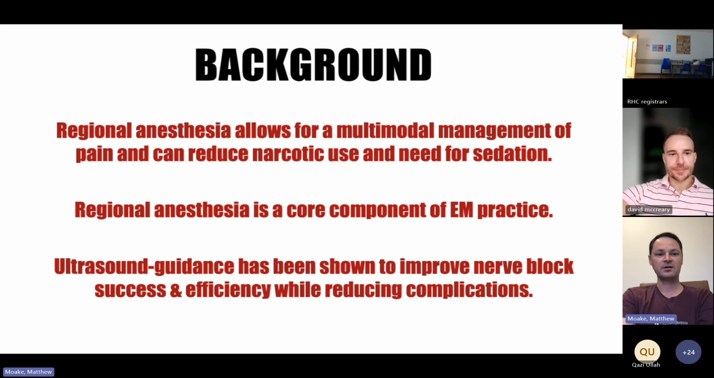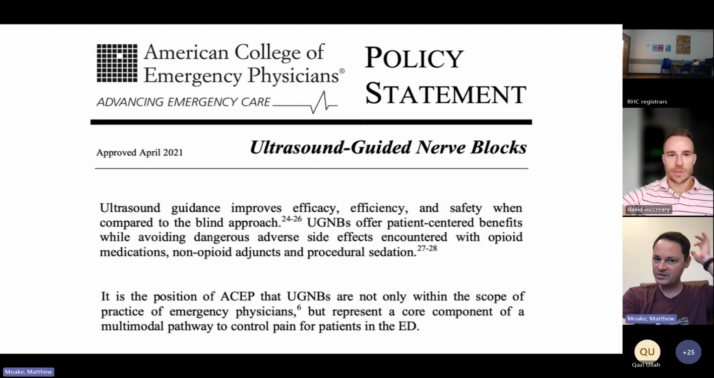So some general background, and this is going to be very quick. Regional anesthesia allows you to have multimodal pain management, can reduce narcotic usage, reduce sedation, and really rounds out pain care for your patients. It's something that we find in general, the pediatric world is far behind the adult world. It is a core component of general EM practice, and overall ultrasound guidance within regional anesthesia has been shown to improve block success, efficiency, and reduce complications.